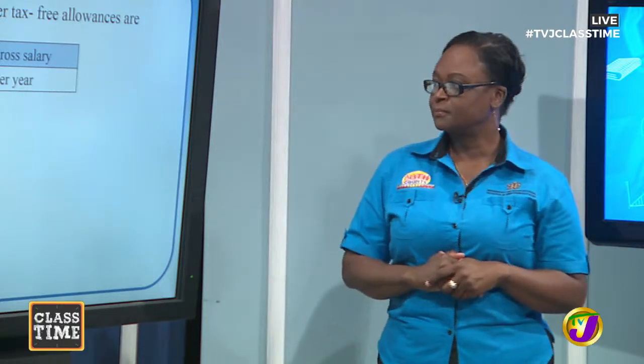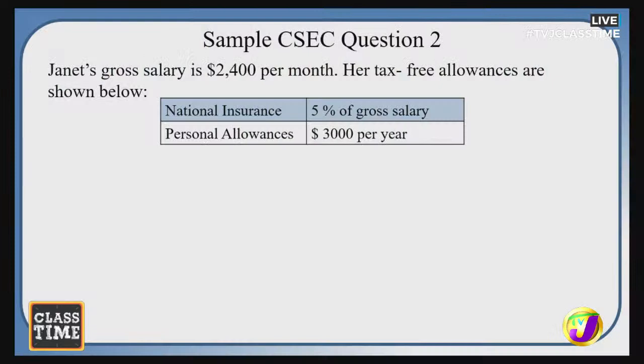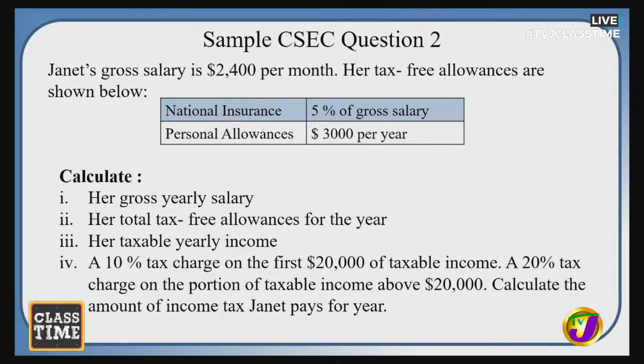Now, there is also a salary question, and it says that Janet's gross salary is $2,400 per month. It could be US or English pound. Her tax-free allowances are shown in the table below. Her national insurance is 5% of the gross salary, and the personal allowance is $3,000 per year. What are we asked to do? We are asked to calculate the gross yearly salary, her tax-free allowance, her taxable yearly income, and the 10% charge for the first $20,000.